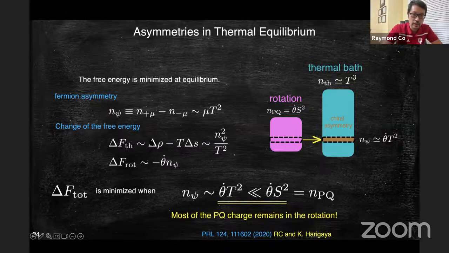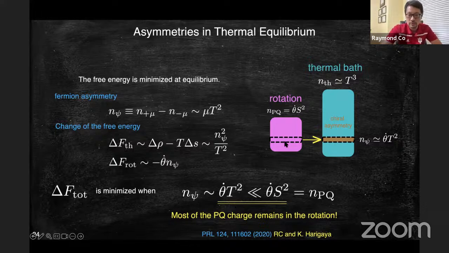So when you add this up and minimize it, you will find that the free energy of the total system is minimized when the fermion asymmetry is given by theta dot T squared. In some sense, the chemical potential of the fermion is just given by theta dot. So this is the amount of asymmetry we generate in the bath from the rotation. But you can see how this is much smaller than the initial rotation of the Peccei-Quinn charge. And this Peccei-Quinn charge is initially given by theta dot times S squared, and this S is the radius. We start from a very large field value, so this S actually stays larger than the temperature.